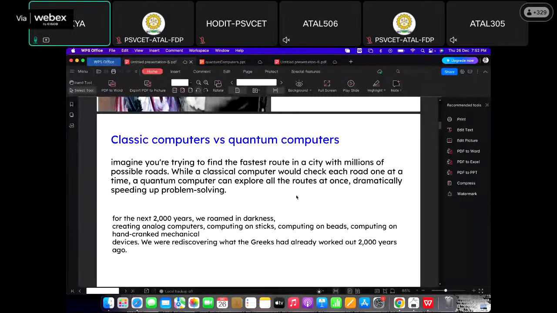I'll give you an example here. Imagine you are trying to find the fastest route in a city with a million possible routes. A classical computer would take each and every road one at a time, right? But what will the quantum computer do? A quantum computer can explore all the routes at once, dramatically speeding up the problem solving. So with the help of quantum computing, you can solve multi-level problems.